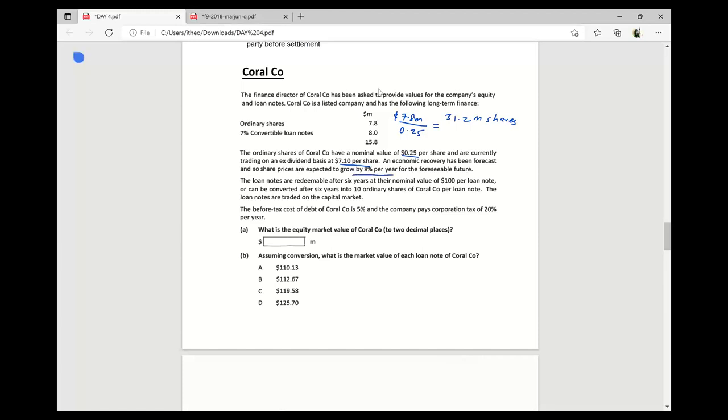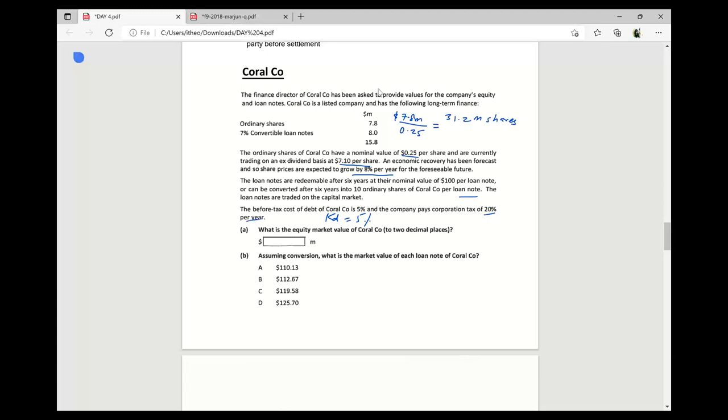Loan notes are redeemable after 6 years at their nominal value of 100 and can be converted after 6 years into 10 shares of Coral per loan note. Loan notes are traded on the capital market. Before-tax cost of debt, Kd, is 5%, and the tax rate is 20%.